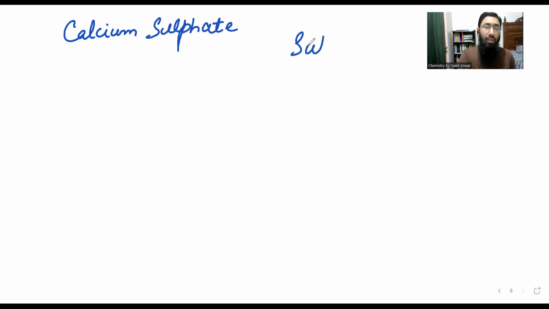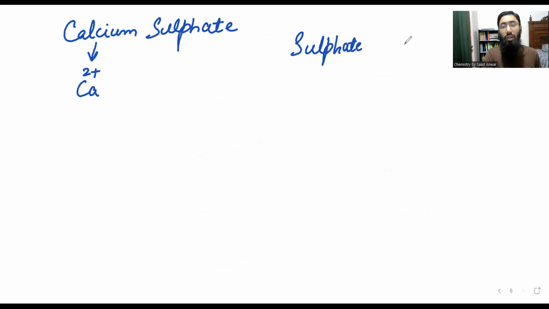So we call these polyatomic ions. Now I have to write the formula of calcium sulfate. From the periodic table, I know calcium's symbol is Ca and it carries a +2 charge. For sulfate, I use a list of polyatomic ions: the formula of sulfate is SO4 minus 2. So I will write sulfate here, SO4 minus 2.